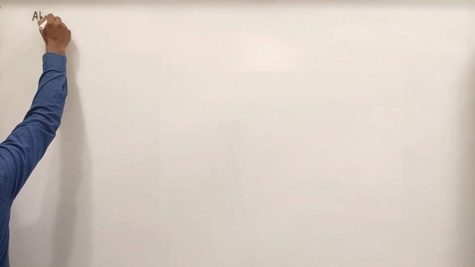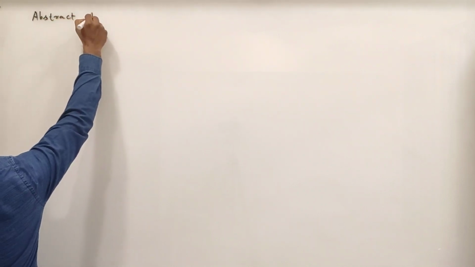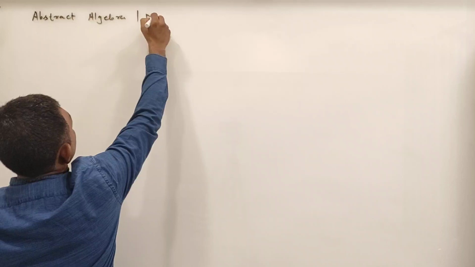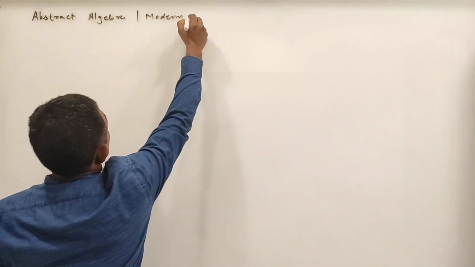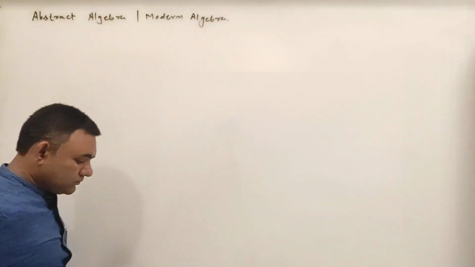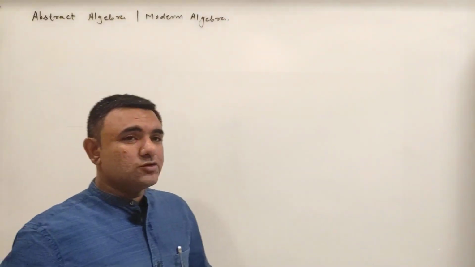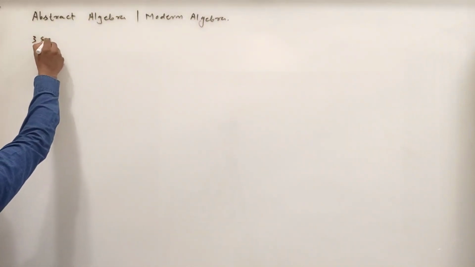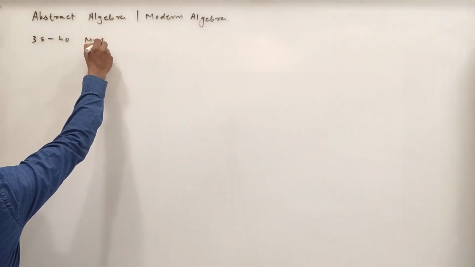Okay, so we start abstract algebra, or modern algebra. Abstract algebra, or the other name is modern algebra. So the weightage of this subject in the NET examination is 35 to 40 marks.